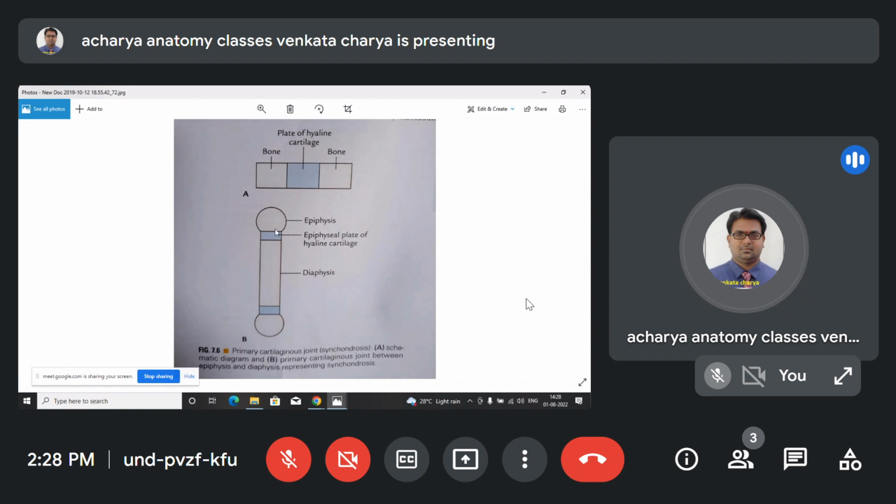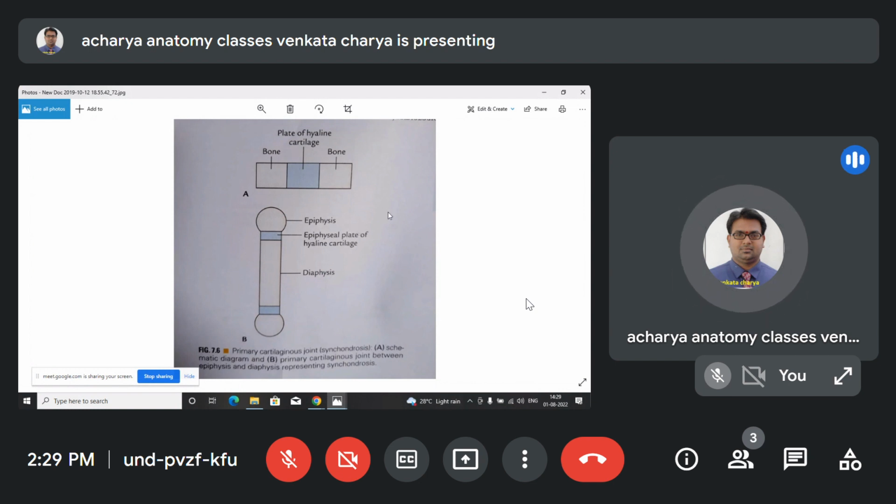So for example, long bone. See here, this is the epiphysis and this is the diaphysis. In between the epiphyseal and diaphyseal end there is the presence of cartilage. This cartilage after 21 years may be ossified, then forms a complete bone. So this type we call the primary cartilaginous type.